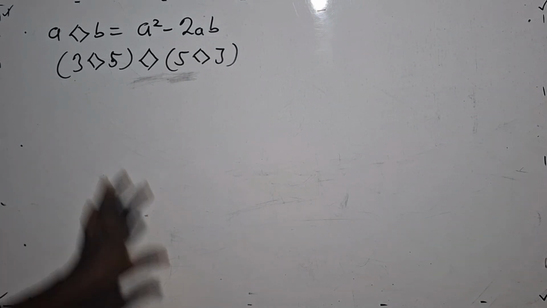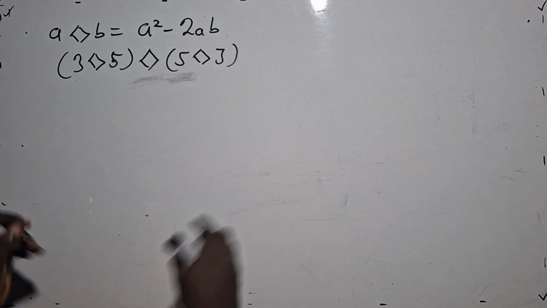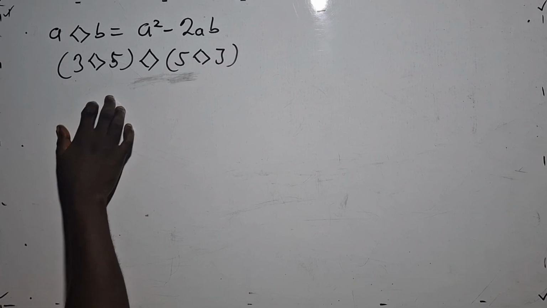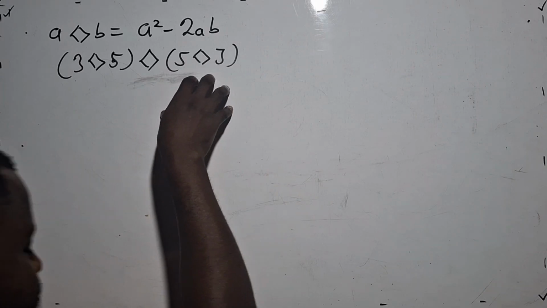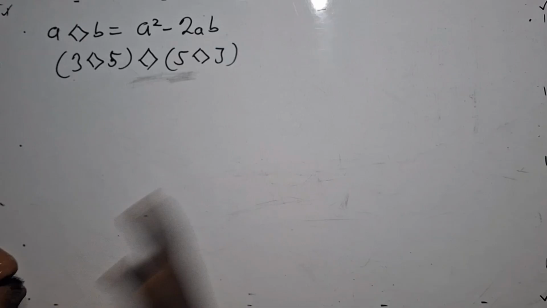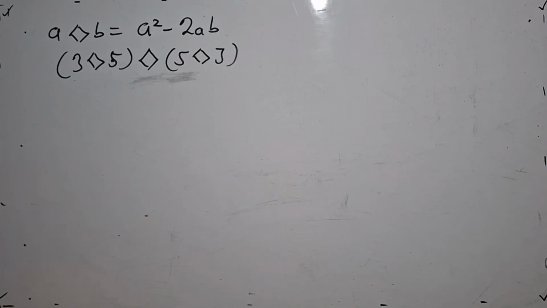Now don't be confused here. These are two different operations they have combined. Yes, they have combined. And what you need to understand is that you solve the first bracket first, you obtain an answer. You solve the second bracket, you obtain an answer. Then you use the same rule to solve both answers separately. So watch out. This is what I mean.